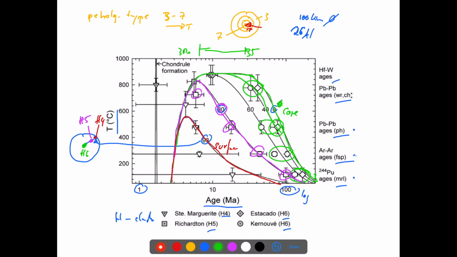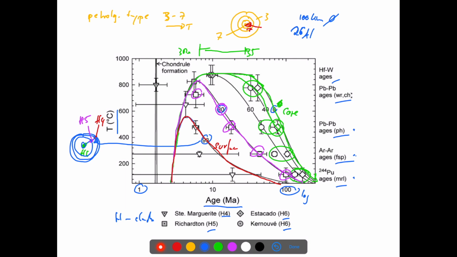So in the end then, what these data really very nicely show is that in fact this structure here, this onion shell structure, is really reproduced or supported by the data from these minerals and components that form at a specific temperature and that can be dated here, which is a very nice result.